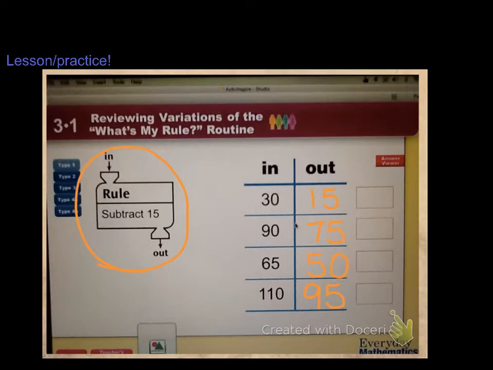So if you look here at the right, we have in and we have out on our in and out box. And if we put 30 in the box and we follow the rule, subtract 15, we would get 15 out of the box. If we put 90 in and subtract 15, we would get 75. If we put 65 in and subtract 15, we would get 50. And if we put 110 in and subtract 15, we would get 95.